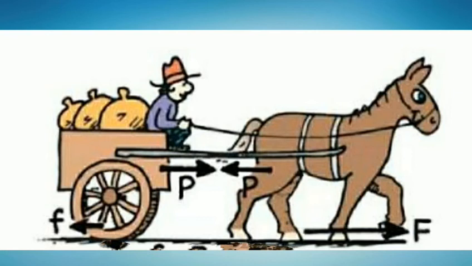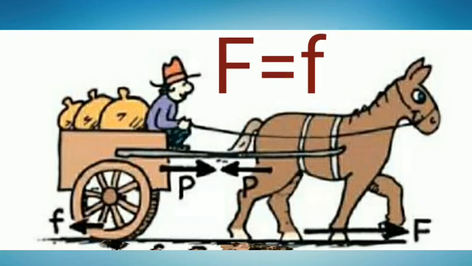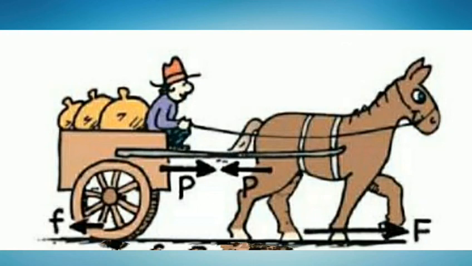acting in the backward direction. If capital F is smaller than small f, then the cart will not move. If capital F is equal to small f, the cart will move with uniform speed. But if capital F is greater than small f, then the cart will move with accelerated motion. Let me tell you the meaning of small f and capital F again. Capital F is the horizontal component of force exerted by the ground, and small f is the force of friction between the cart and the ground.